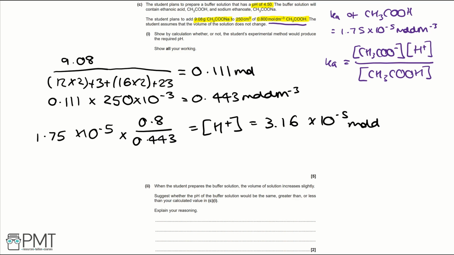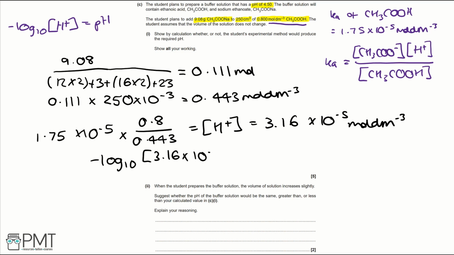moles per decimeter cubed. Then a second equation comes into play, and that is negative log 10 of the H plus concentration equals pH. If we use this equation, we'd write negative log 10 of 3.16 times 10 to the negative 5. That gives us a pH of 4.50, which matches the one in the question we are asked to find.